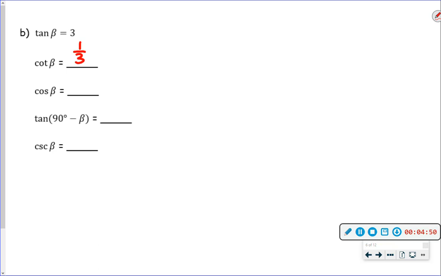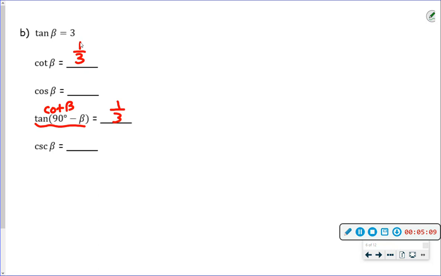Now, our co-function: I'm looking at tan of 90 minus beta. The co-function of tan, of course, is cotan, which we just filled in. I'm going to copy that down. Now we, of course, need some of these other functions, so we have to look under our Pythagorean identities to help us a little bit on these.